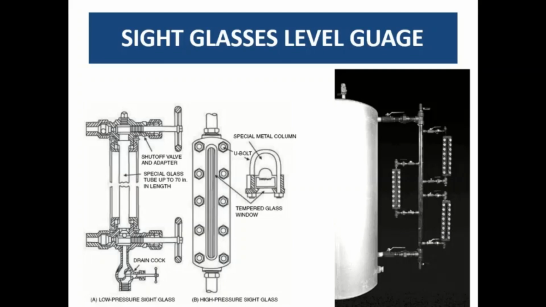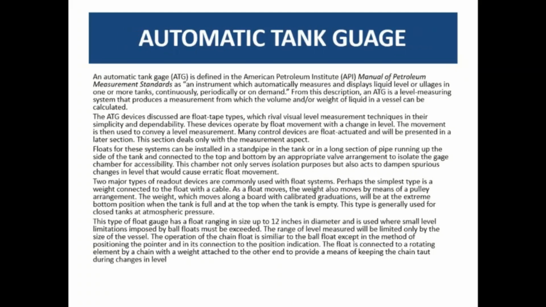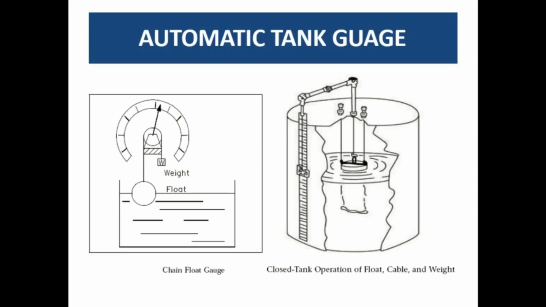level gauge type. All these that we have covered so far are used for visualizing the level in a tank. Now we are moving towards the automatic tank gauge. I will start to explain the figure. First, there are two types. One is the chain float gauge, and the second one is closed tank operation of float, cable and weights.